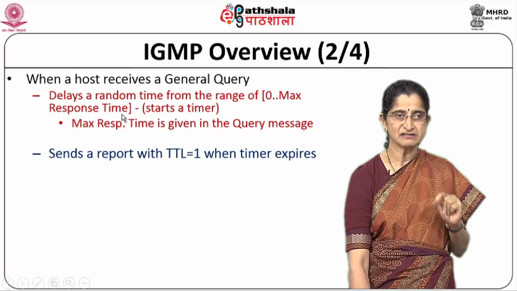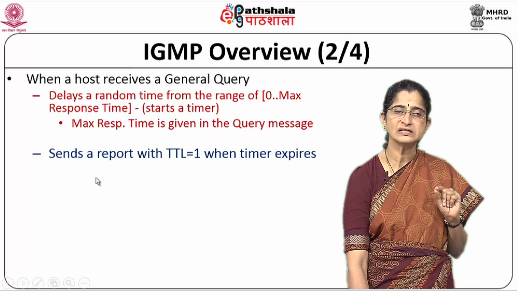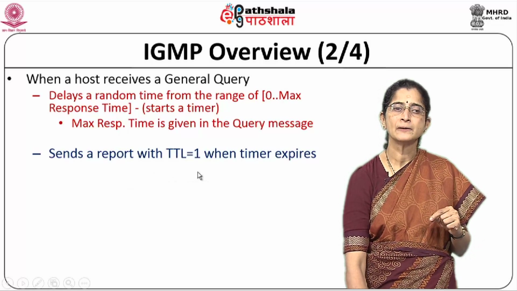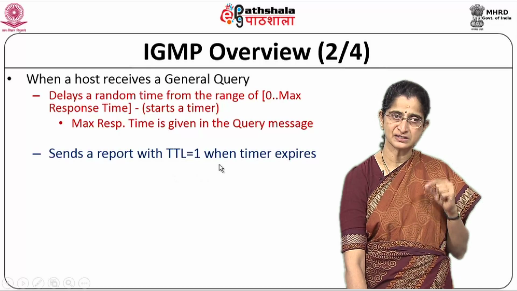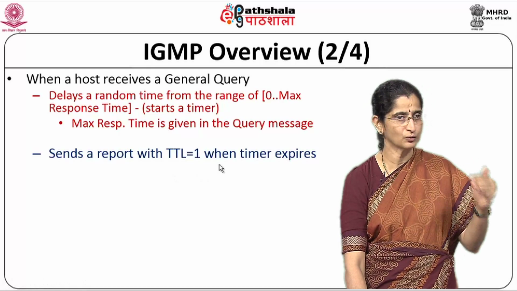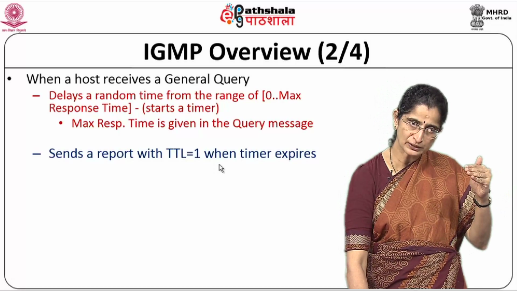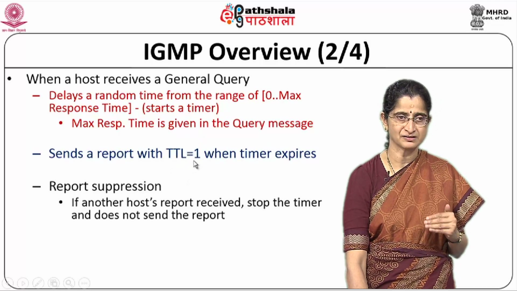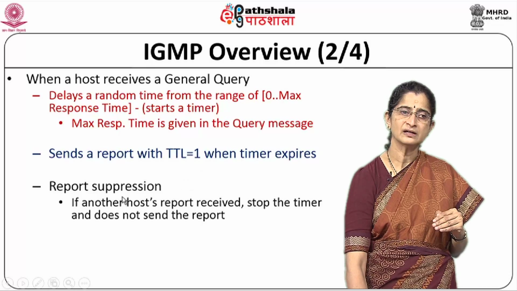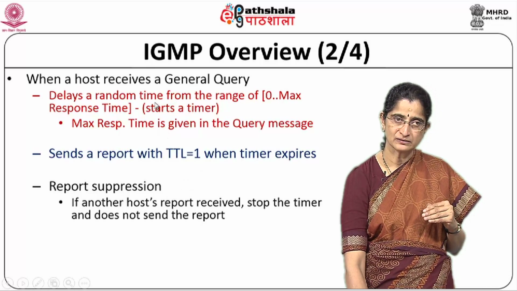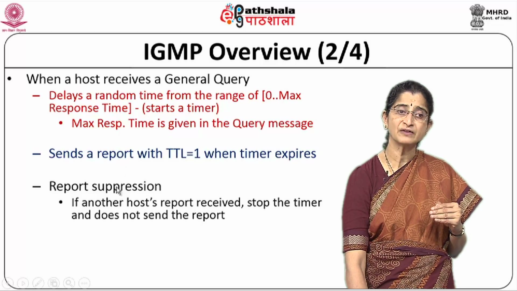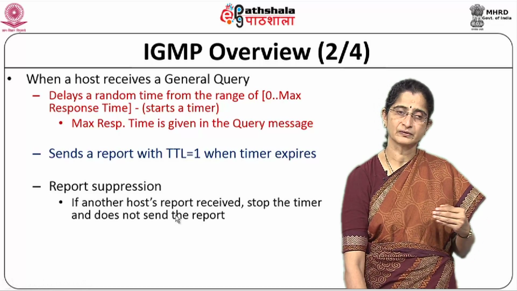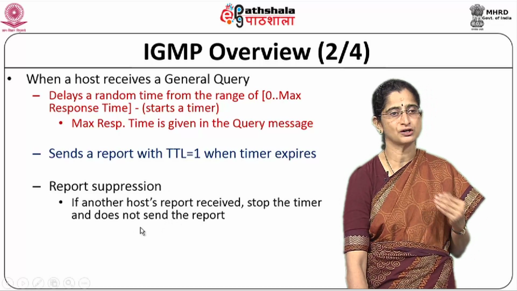Once this timer expires, the host sends a report saying that it belongs to a particular group, and it sends it with the TTL value set to 1. Why TTL value set to 1? Because we do not want this packet to go beyond the first hop. It is meant to go only up to the first router that it is connected to. This use of TTL being 1 is a very interesting aspect used in this protocol. Another thing is, while it is in this random wait, if it finds that another host has already sent a report with the same group information, then it stops the timer and does not send any report.